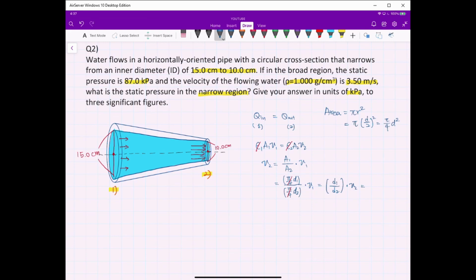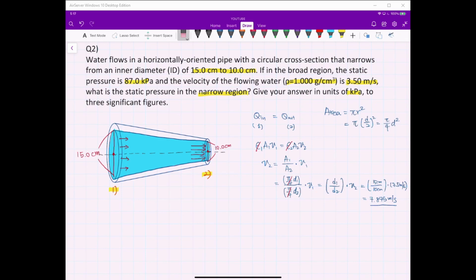And we don't really have to change the diameter into meter, as we are just squaring the ratio between the diameter. And after we plug it in, (15 centimeter over 10 centimeter) squared times 3.5 meter per second, that is equal to 7.875 meter per second.